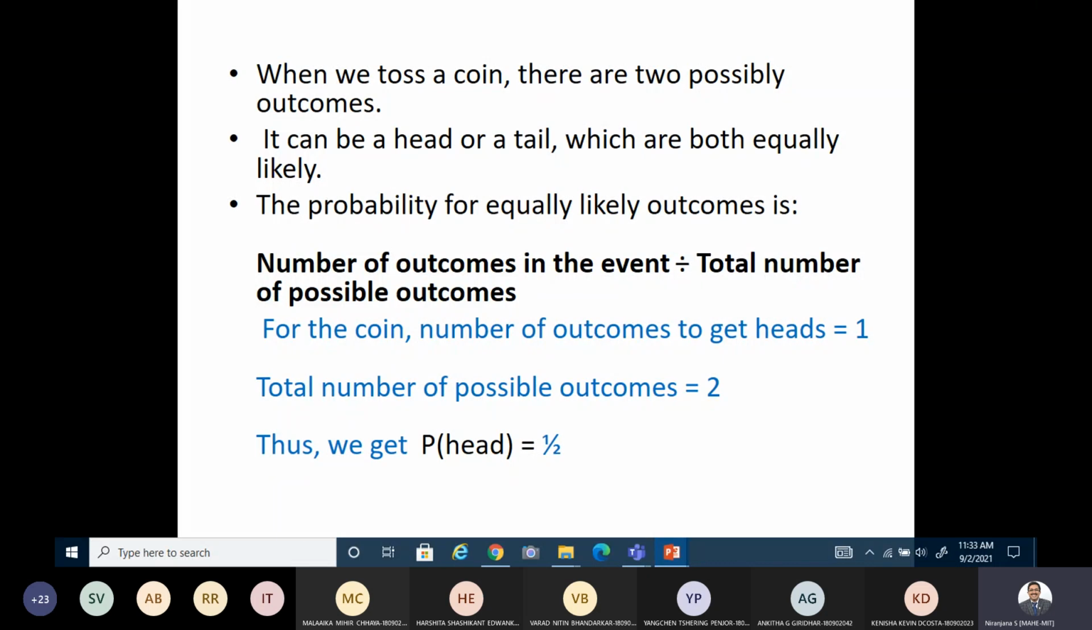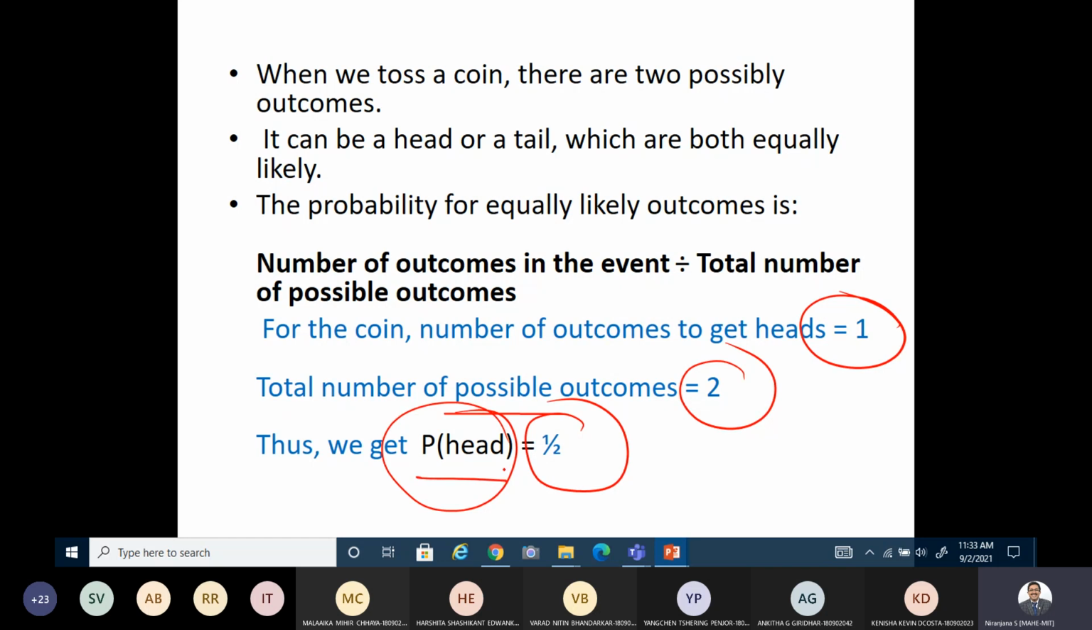When you are tossing, the number of outcomes expected in total are head or tail. Based on that, you now express the probability of getting a head. The probability of getting a head is 1/2, because that is a standard relation: the number of outcomes in the event, here getting a head, divided by the total number of possible outcomes. That is what I defined.